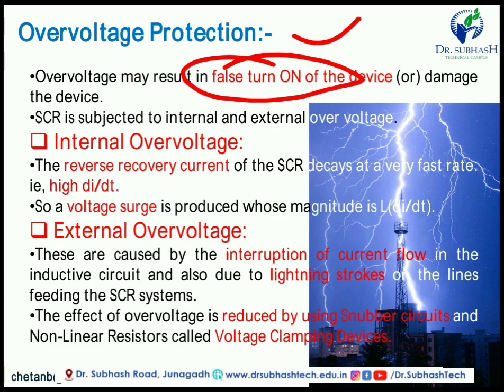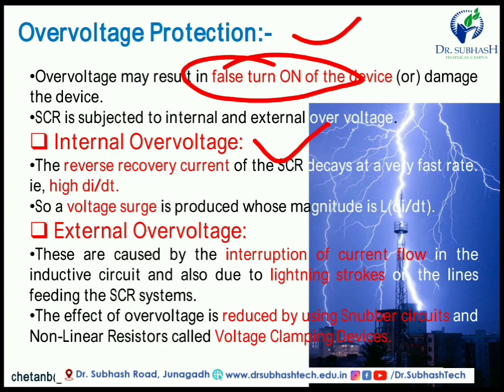There are two types of protection here, internal and external overvoltage protection. Let me start with the first, internal overvoltage protection. The reverse recovery current of the SCR decays at a very fast rate, which means a high di/dt. So the voltage surge whose magnitude is L di/dt must be protected against, which means we also have to connect an inductor in series with the SCR.